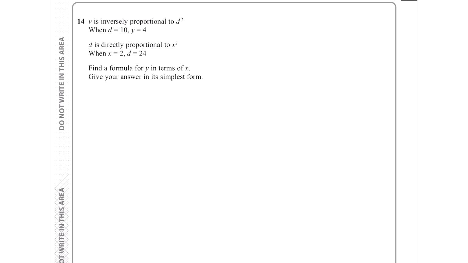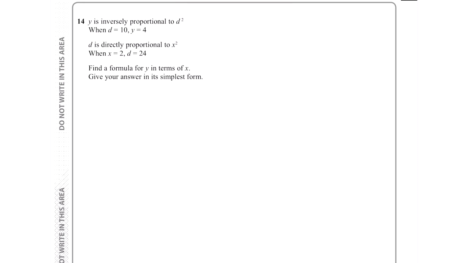So y is inversely proportional to d squared. When d is equal to 10, y is equal to 4. d is directly proportional to x squared. When x is equal to 2, d is equal to 24. Find a formula for y in terms of x. Give your answer in its simplest form.